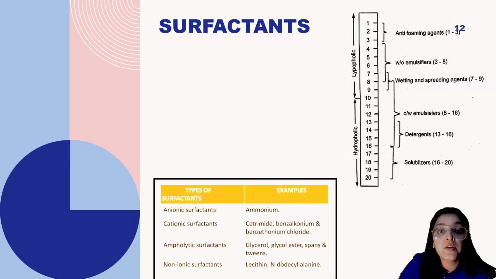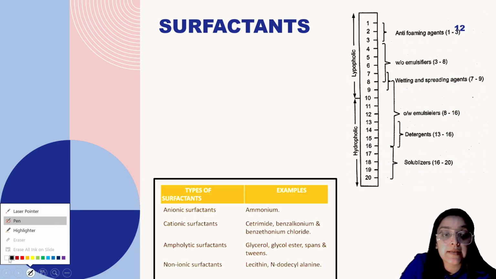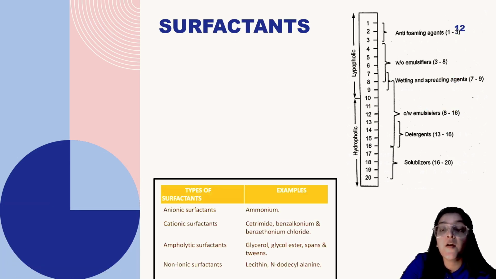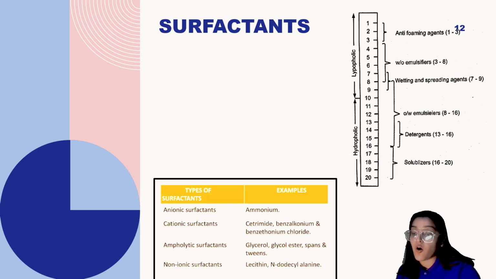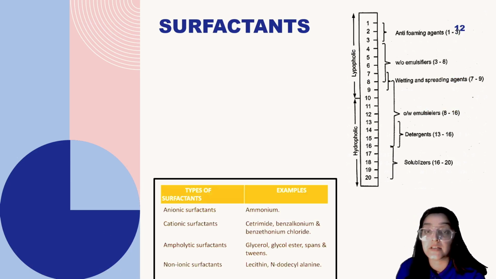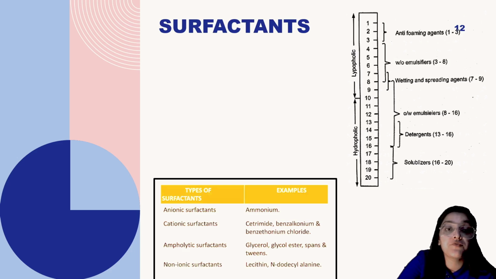Okay students, so now as you can see, there is a scale that has been drawn right here, which indicates the strength of your surfactant, that can be defined with the HLB scale. Now this HLB scale, I'll just mention here.